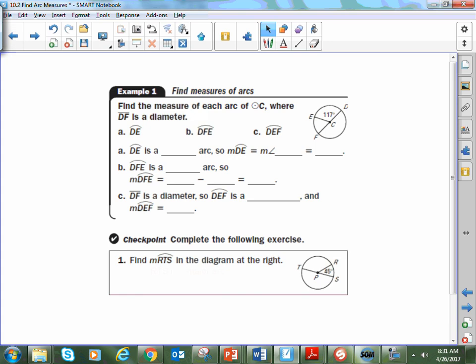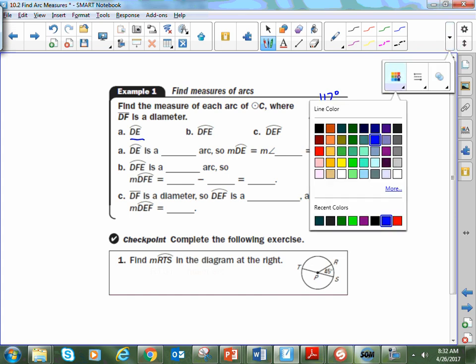So here in example 1, find the measurement of each arc, where it gives you segment DF is a diameter. So DE, how are we going to look at it? Well, let's look at DE here. So we'll do this one in blue. DE is this arc. DE is using central angle DCE, which is 117 degrees. So that means this arc also must be 117 degrees.